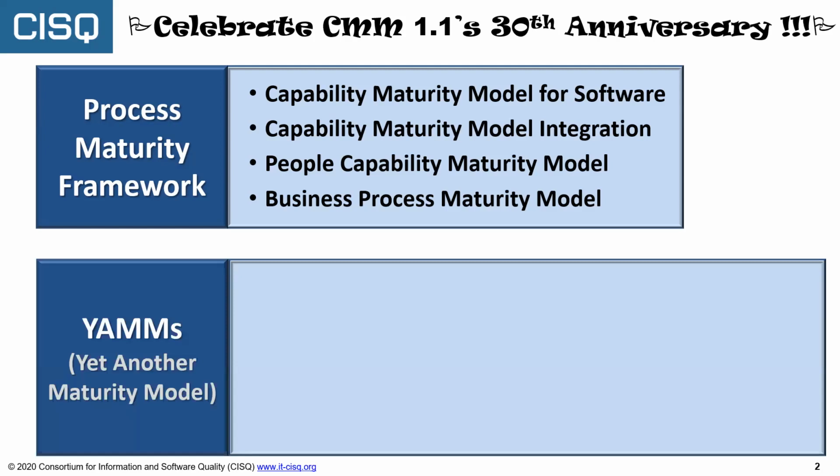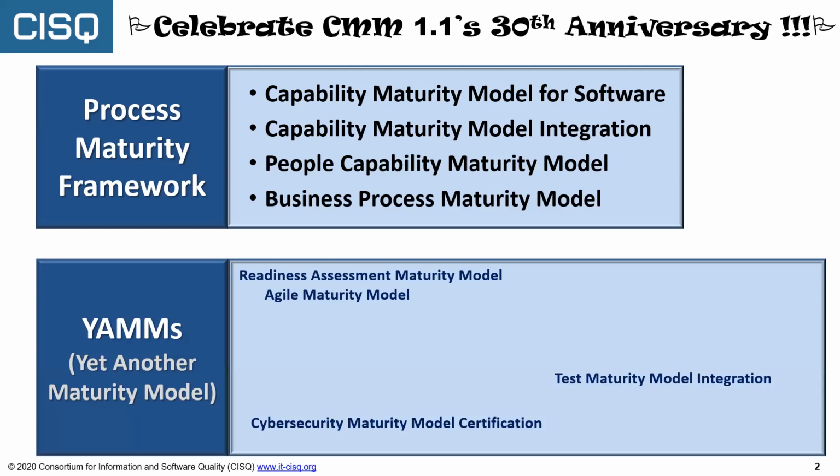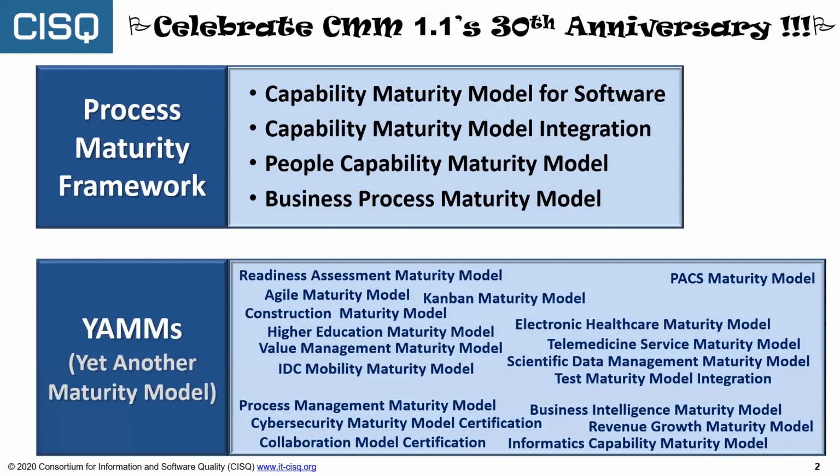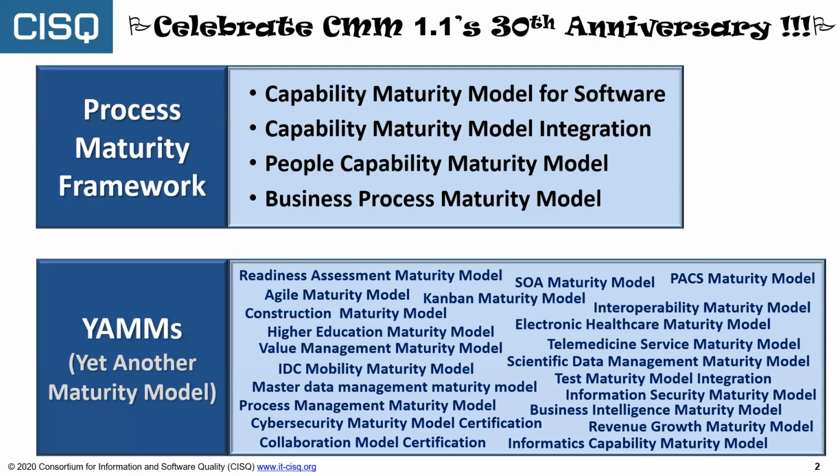But there's also been a lot of other maturity models. We'll call them YAMs, yet another maturity model. I mean, there literally are hundreds of these things. Google can't keep up with all of them. In fact, Google would probably crash if it tried to. But there's a lot, and this is only a small smattering of what's out there.